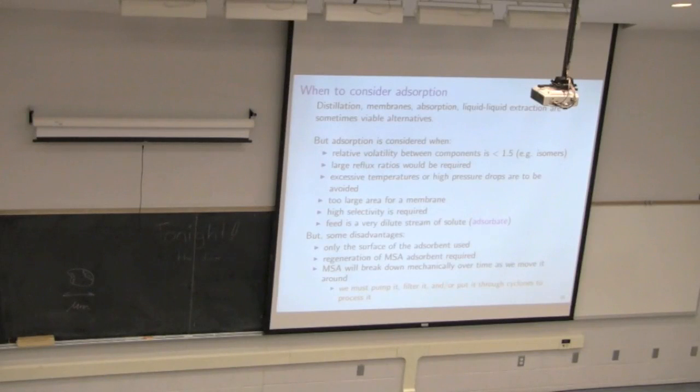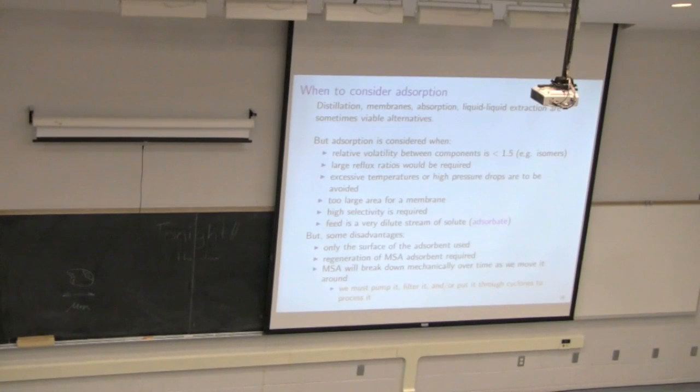Further improve the separation. If you're separating two components and you use a higher reflux ratio, you're returning more material back to the distillation column, and it has another go at being separated. So you can improve your purities with higher reflux ratios.